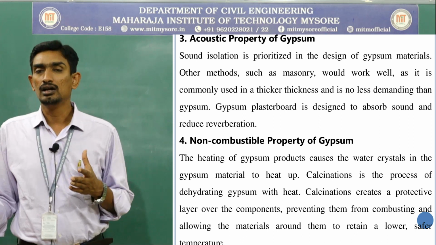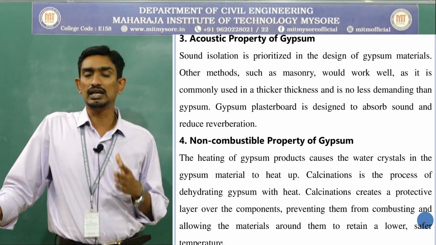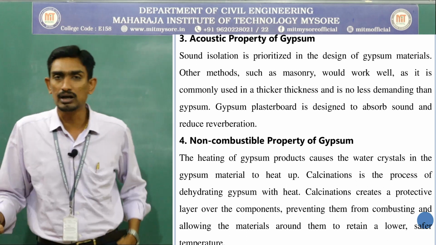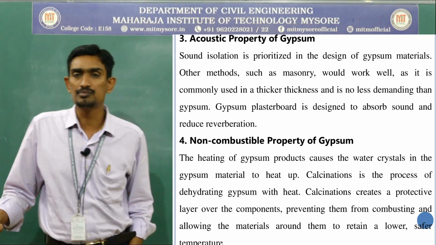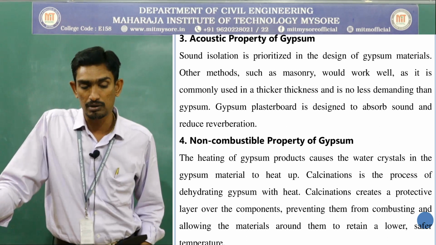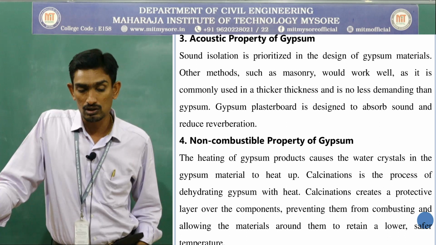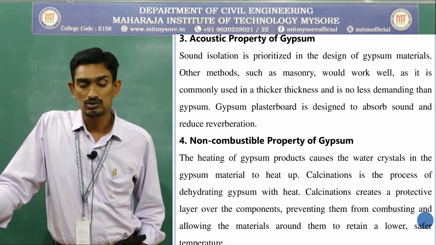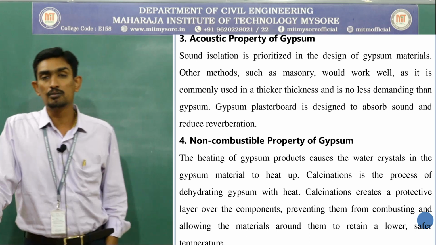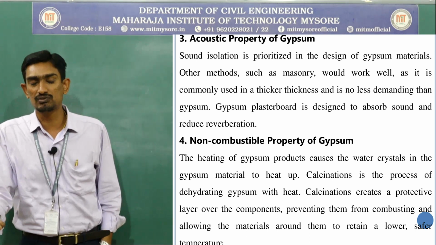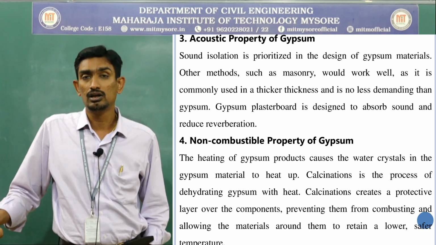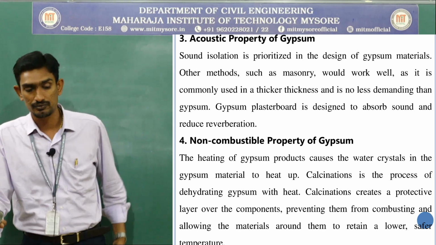That's why in the majority of the malls or the theaters, they prefer this gypsum board. It is a very good acoustic material. I can go with these gypsum boards. It is a very good noise barrier. It is commonly used as a thicker thickness. Gypsum is designed for absorbing sound and reducing reverberation. So it can reduce the sound. That's why in cinema malls or the theaters, we can come across these gypsum boards.